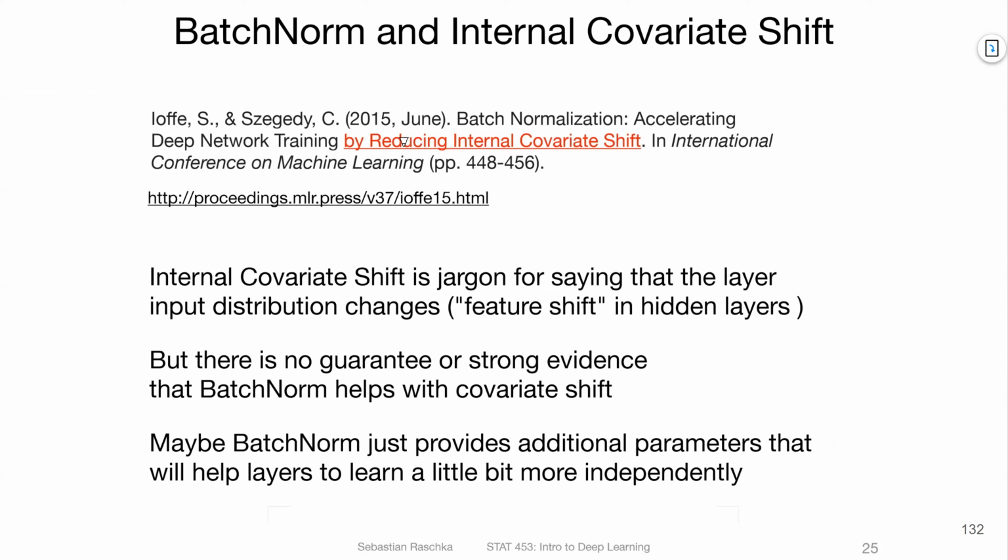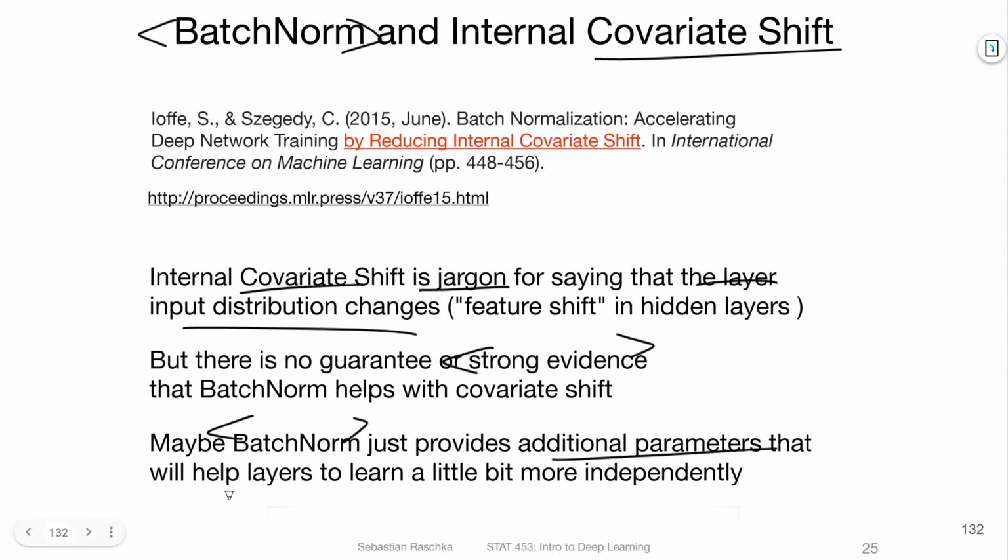And batch norm came out to deal with the covariance shift. However, we saw this covariance shift is a jargon for saying that the layer input distribution changes. But there is no guarantee or strong evidence that batch norm helps with covariance shift. However, it definitely improved the performance. Maybe batch norm just provides additional parameters that will help layers to learn a little bit more independently.